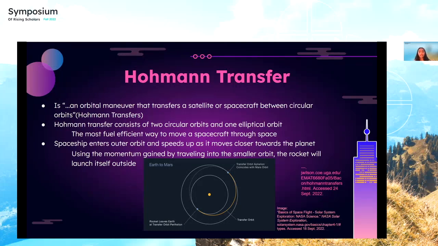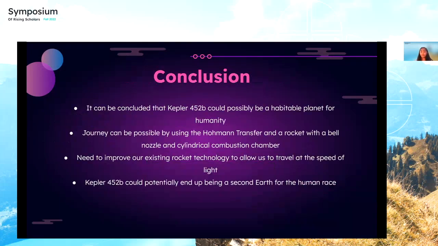And by gaining this momentum, it eventually can launch itself away from and outside of our solar system. So I chose Jupiter as a planet to use the Hohmann transfer on, because the bigger the mass, the more propulsion you would get on your spaceship. So in conclusion, Kepler-452b could possibly be a habitable planet for humanity. And the journey there can be made possible using the Hohmann transfer and a rocket with a bell nozzle and cylindrical combustion chamber. We would definitely need to improve our rocket technology to allow us to travel at the speed of light without us disintegrating or the spaceship being exploded. So Kepler-452b could potentially end up being a second Earth for the human race.